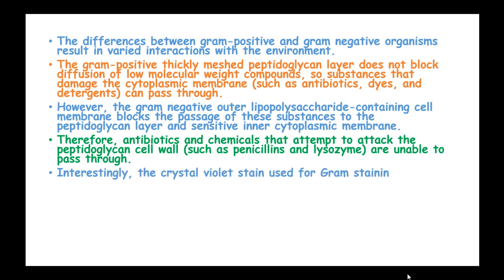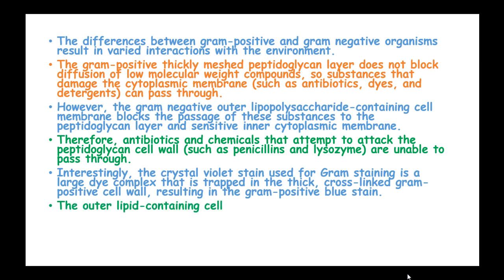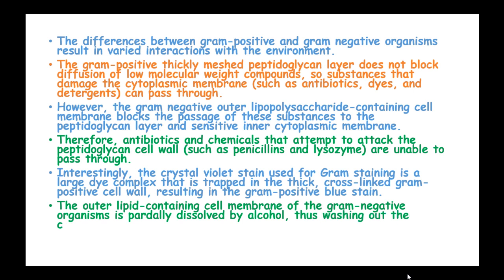Interestingly, the crystal violet stain used for Gram staining is a large dye complex and is trapped in the thick cross-linked gram-positive cell wall, resulting in a gram-positive blue stain. And the outer lipid-containing cell membrane of the gram-negative organisms is partially dissolved in alcohol, therefore washing out the crystal violet and allowing the safranin counterstain to take.